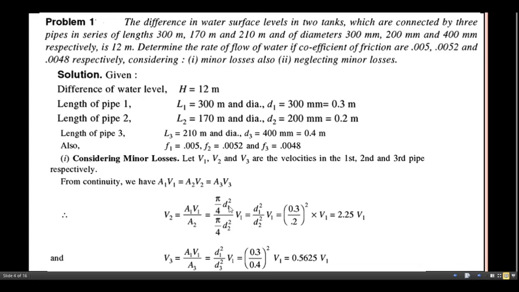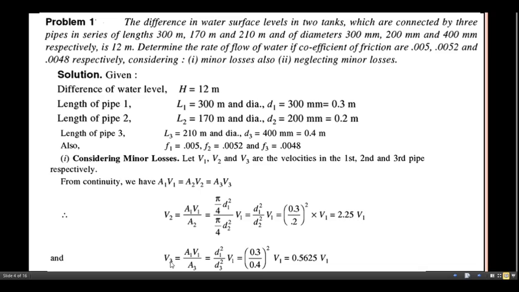Now pi by 4 gets cancelled and this term will remain. So d1 square by d2 square multiplied by v1. In this way that term will come, so we can get this term. After simplification, it is 2.25 into v1.